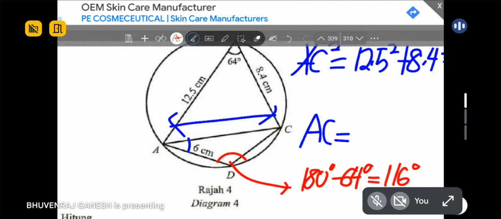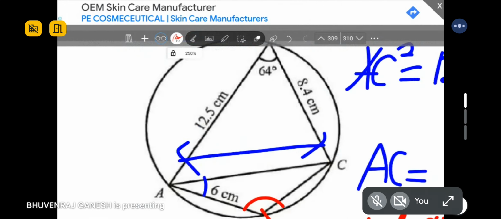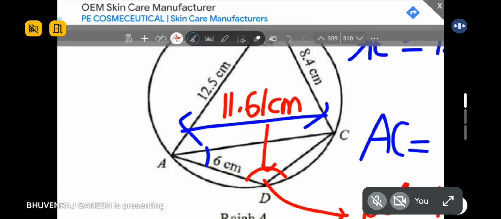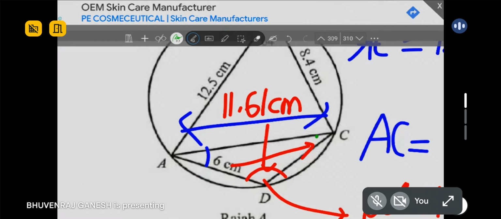Boleh cari. Yes. Okay, because AC, just now you guys got answer, right? AC is 11.61. So guys, what rule can you use? Petua apa boleh guna? You guys can see. Opposite angle and side. Boleh guna kat sini. No need. Tak perlu cosinus pun. You can use sine rule, guys. Guna petua sinus. Kamu boleh cari yang ni dulu.